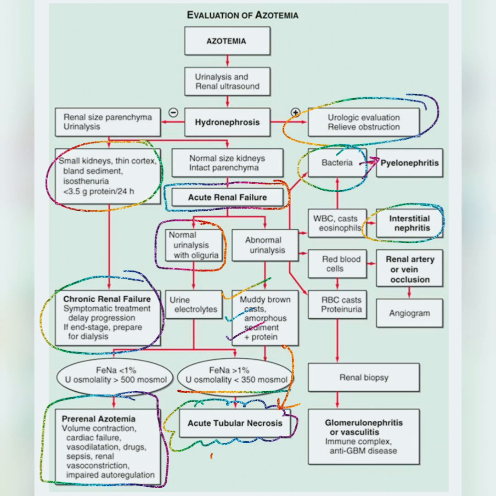If there are RBCs, it's renal artery or vein occlusion. In that case you have to do an angiogram to confirm it. And if there are RBC casts, which are nothing but dysmorphic RBCs, that means there is a problem in the glomerulus and there is proteinuria. So we have to do a renal biopsy to see if it's glomerulonephritis or vasculitis, immune complex mediated, or anti-glomerular basement membrane disease, which is nothing but Goodpasture syndrome.